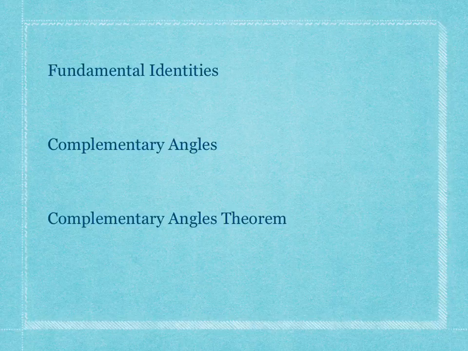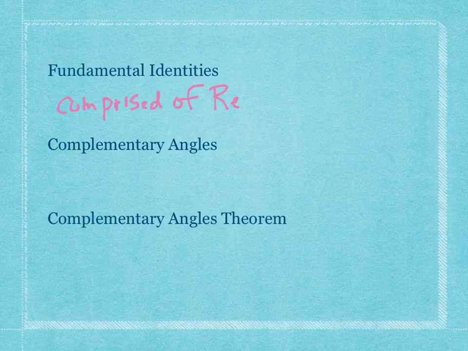All right, fundamental identities are the three sets of identities we just talked about. So these are comprised of reciprocal identities, quotient identities, and Pythagorean identities.